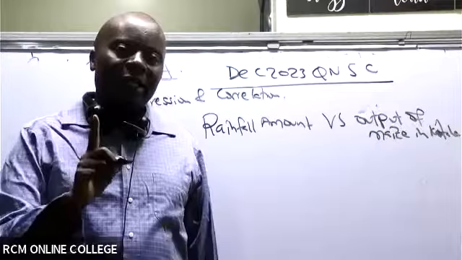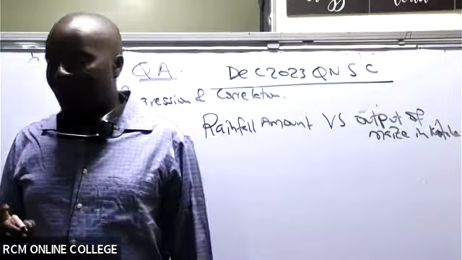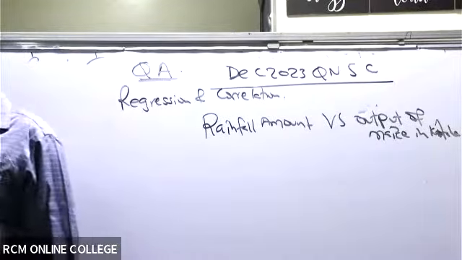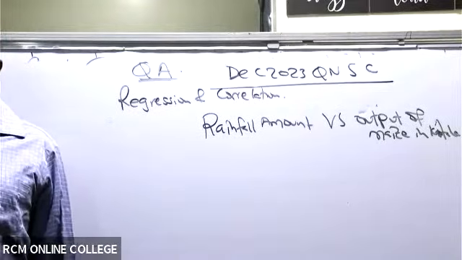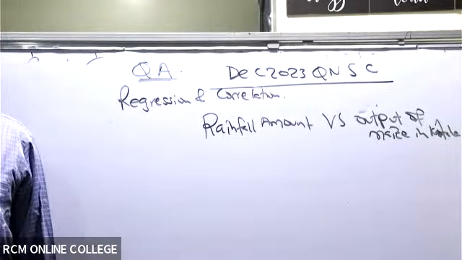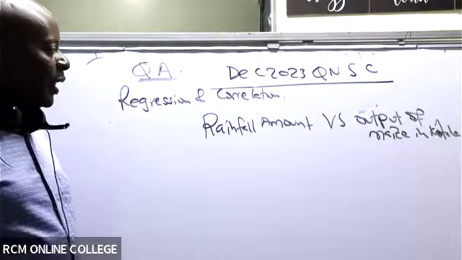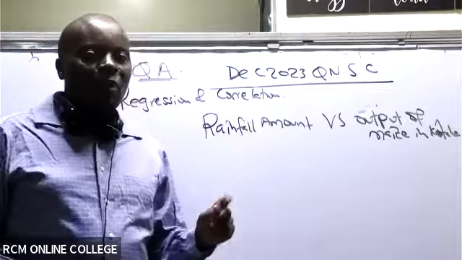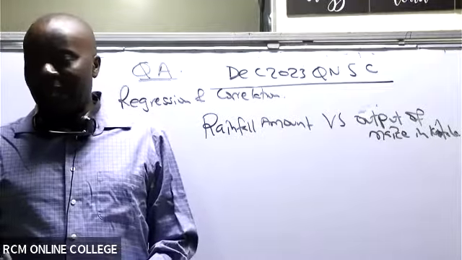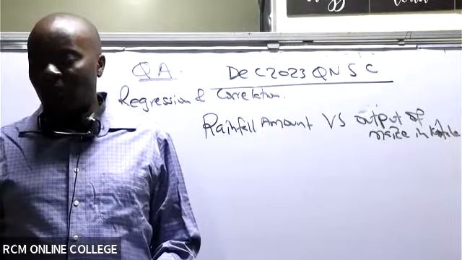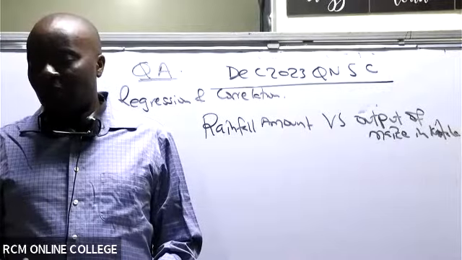Is there anybody who has some contrary opinion? Rainfall will be Y. Or is there somebody who is agreeing with me that if you're given these two variables, then automatically rainfall will be Y? Sabrina is saying no.